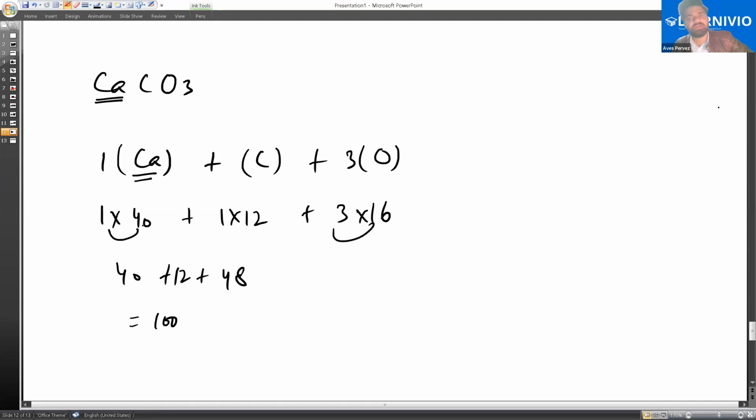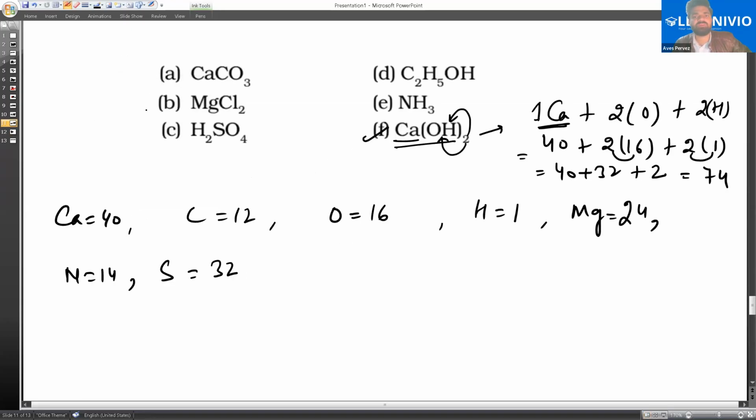So now you understood, Siri and Sarah, how to calculate the molar mass. Yes, sir. So do this one, ethanol, C2H5OH. Calculate the mass.